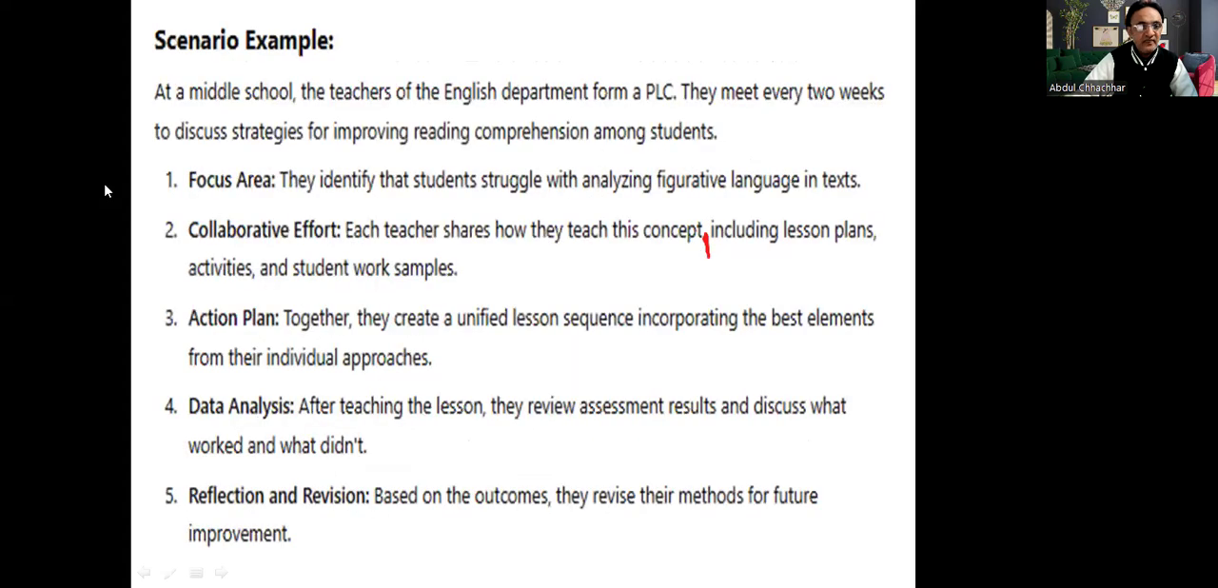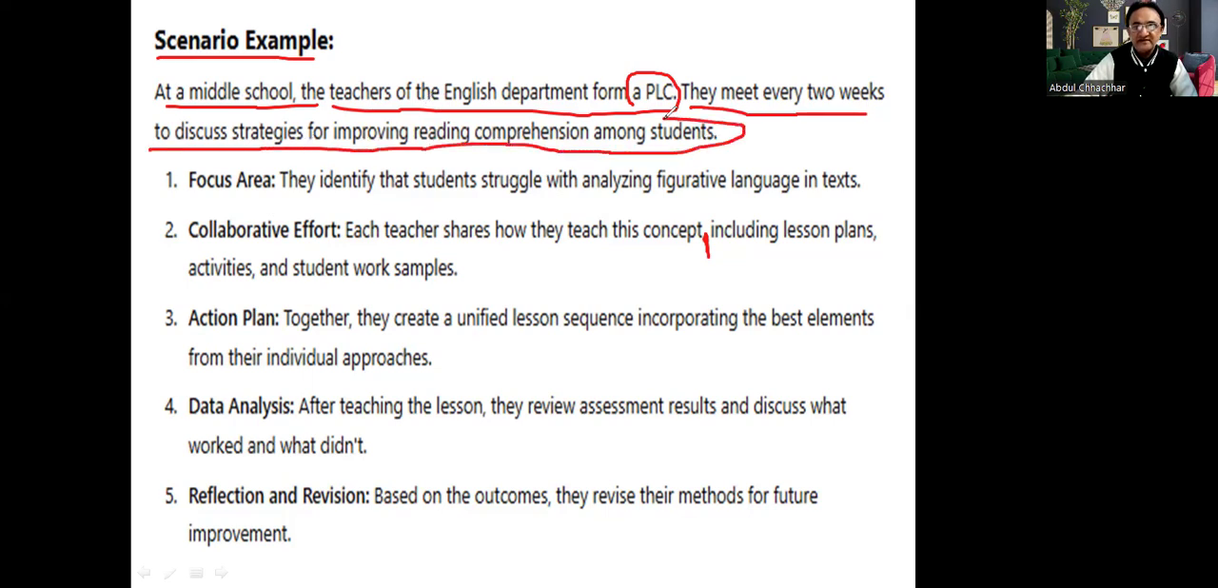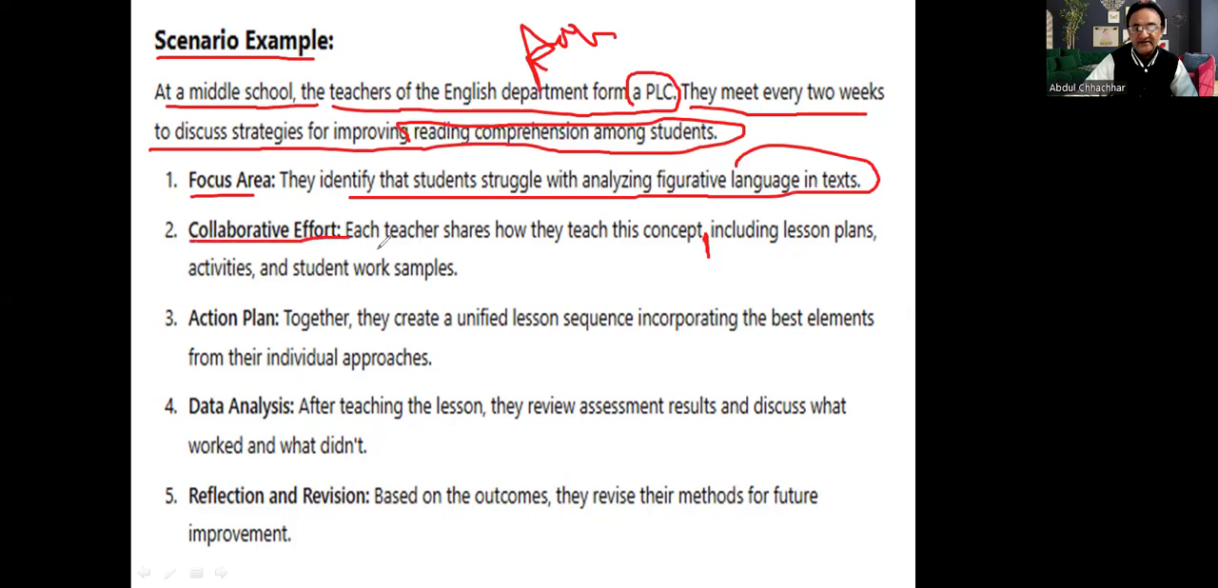Next, a scenario example. Suppose at a middle school, the teachers of the English department form a PLC, professional learning community. They meet every 2 weeks to discuss strategies for improving reading comprehension. Their focus is to identify where the students are struggling, for example analyzing figurative language text. We can say it's also quite related to action research. Efforts are collaborative, because they are all together and they share how they teach this concept. That means they share their own understanding, including lesson plans, activities, and work samples.